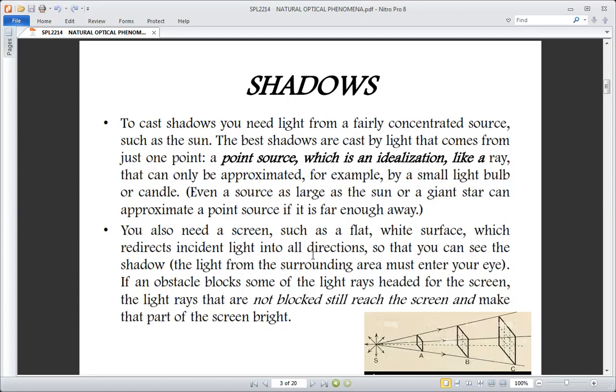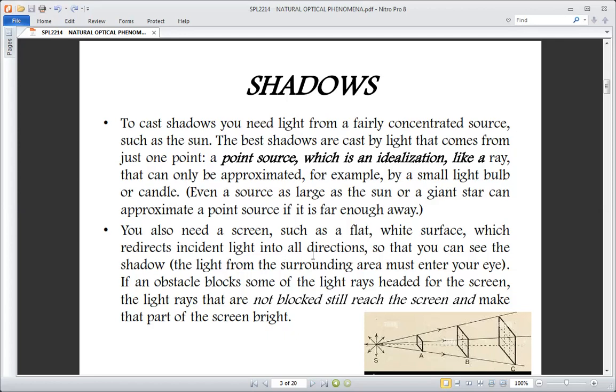Then of course you need a platform where you will be able to see the shadow, and that is what we call the screen, which in most cases, if it is flat, lets you see a close likeness of the object in that shadow. So the screen redirects incident light into all directions so that you can see the shadow that you may want to see if you're doing it as an experiment.